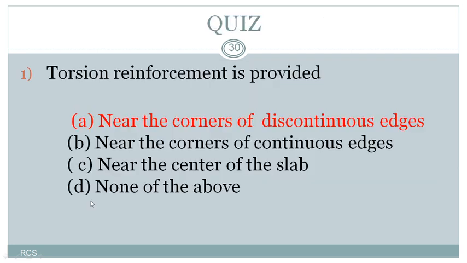Here are some quiz questions. Where do you have to provide the torsional reinforcement? The options are: near the corner of discontinuous edges, near the corner of continuous edges, near the center, none of the above. It will be provided near the corners of discontinuous edges.